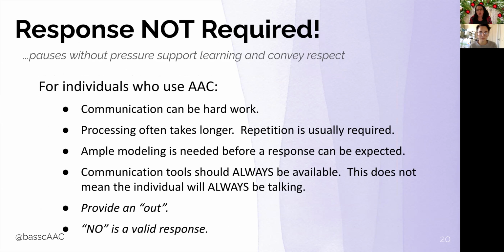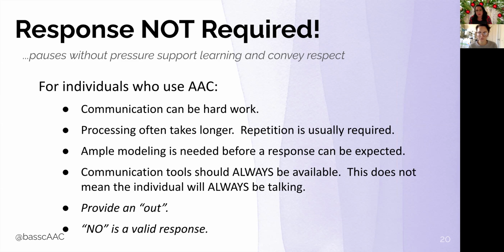And so just keeping that in mind, that they need that time to process and to work through and to find the words, and to not sabotage each part of their day to make it a communication opportunity and a testing situation. But to really let them just take their time and communicate when they can, and not always have to have a response required.